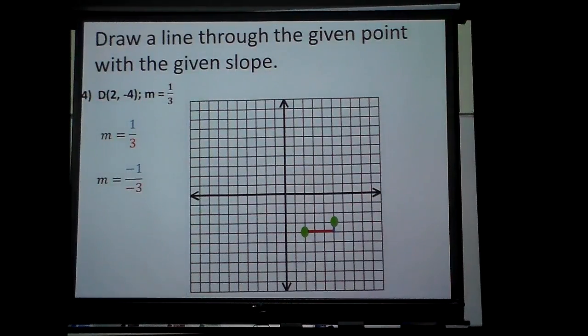Or I could have gone what? A negative over a negative is also a positive, right? I could have gone over 3 to the left and down 1. Notice those dots are all still in a nice row. And graph the line and have that right there.